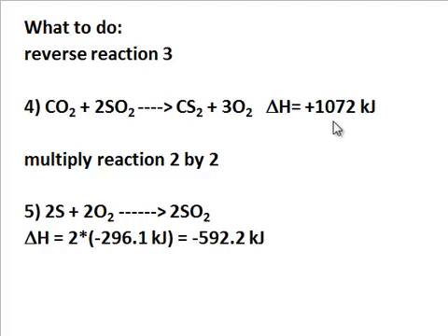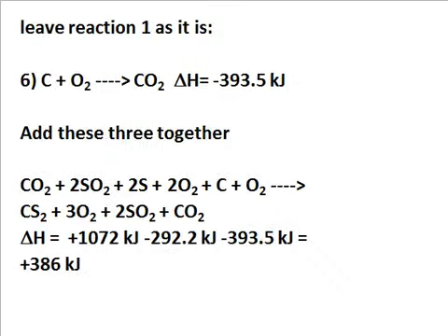Now again, what I am trying to do is produce a set of reactions that add up to the reaction we're interested in. This one, notably, is a reaction with CS2 on the right-hand side. And we know we need CS2 on the right-hand side. This one has 2S on the left-hand side, and we know we need sulfur on the left-hand side. I leave reaction 1 as it is. I still renumbered it though, call it reaction 6. This one has carbon on the left-hand side, and we know we need a mole of carbon on the left-hand side.